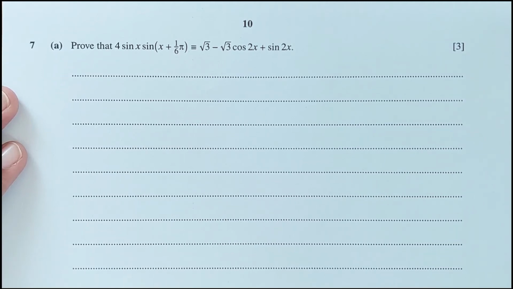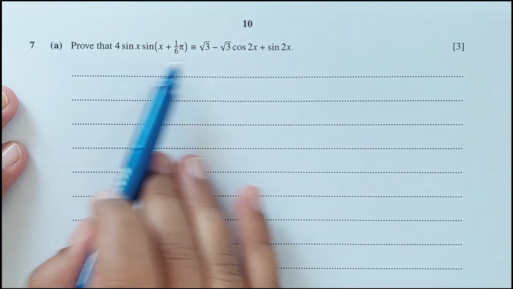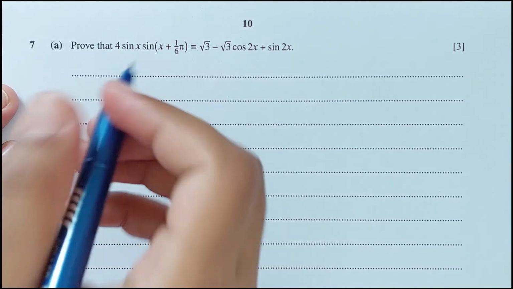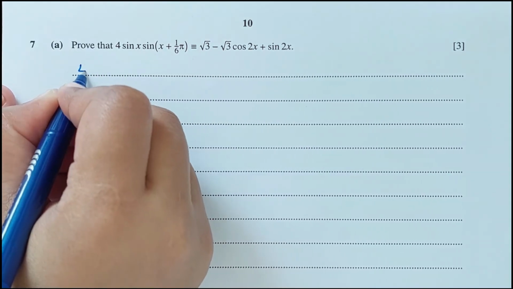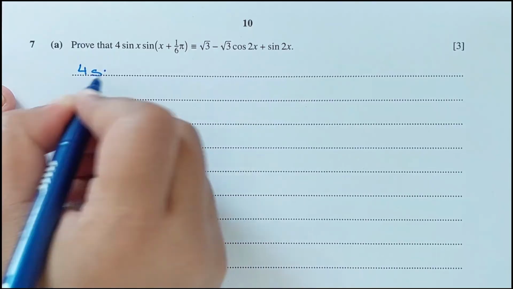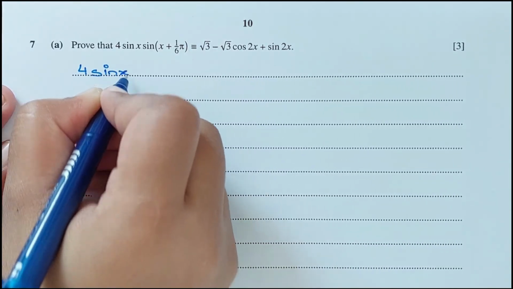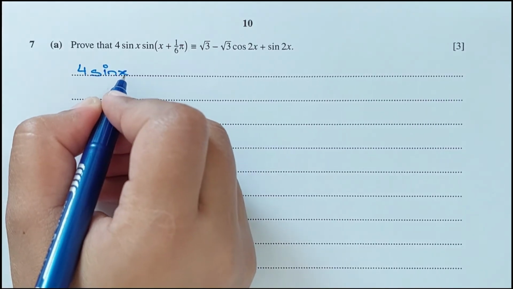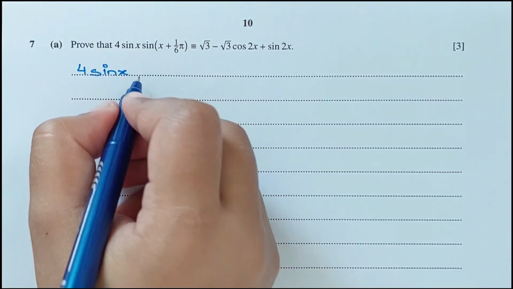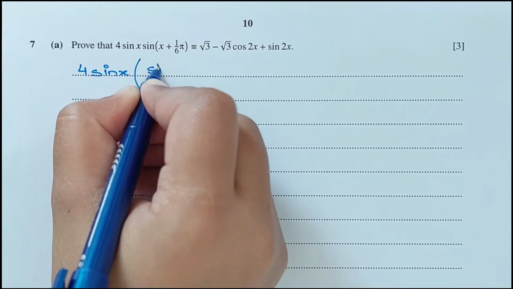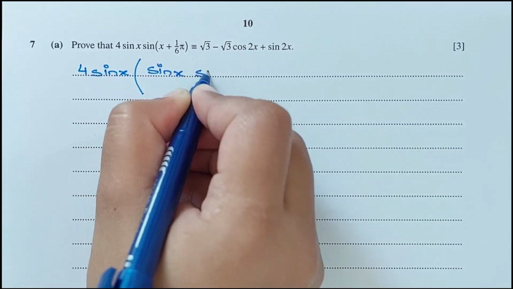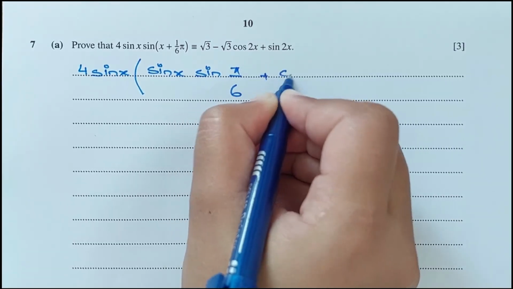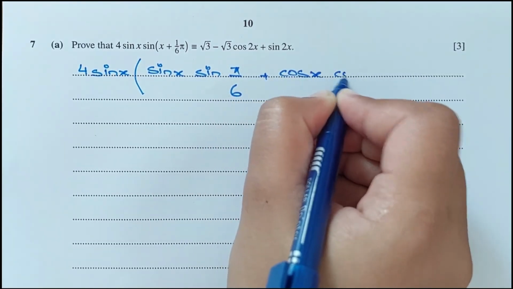Question number 7, part A. Prove that this side should be equal to this, so the left hand side should be equal to the right hand side. Starting from the left hand side, we have 4 sin x times sin of (x plus pi over 6). So open the formula for sin(a plus b), which equals sin a cos b plus cos a sin b.